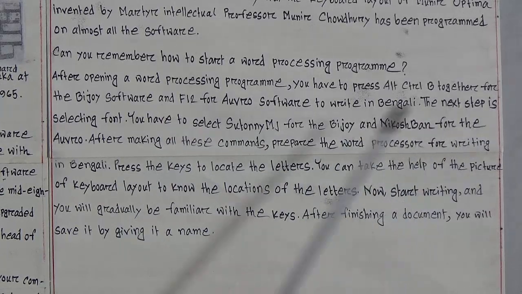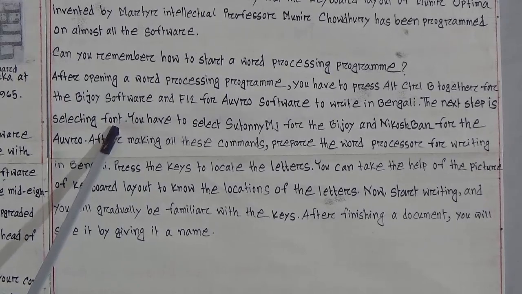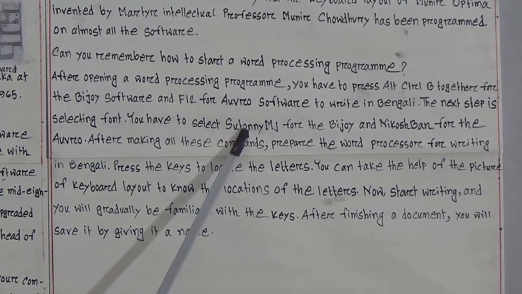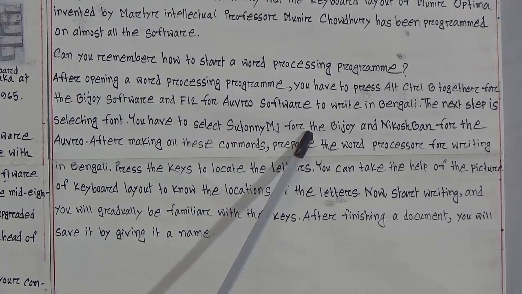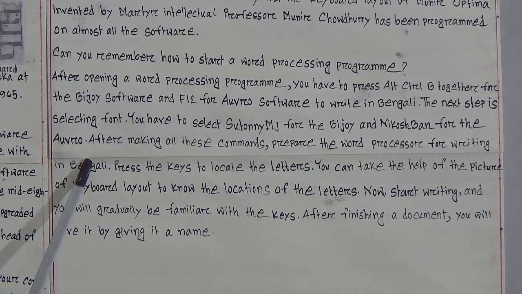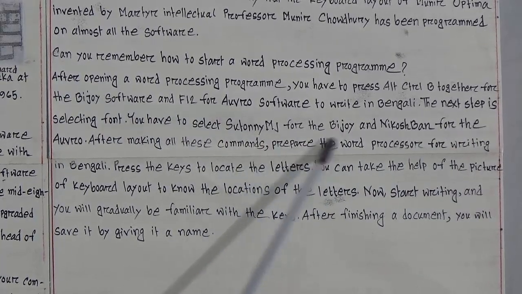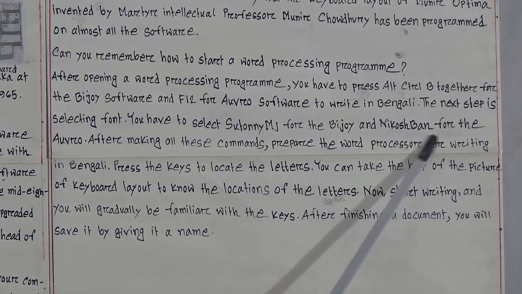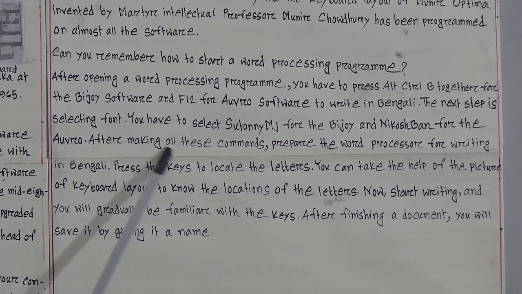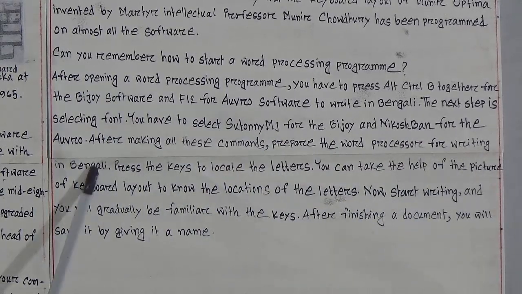The next step is selecting fonts. That means we have to select our fonts. We have to select SutonnyMJ for Bijoy and Nikosh Ban for Abul. That means if we want to use Bijoy, we have to select SutonnyMJ. If we want Abul, we select Nikosh Ban. After making all these commands, prepare the word processor for writing in Bengali.